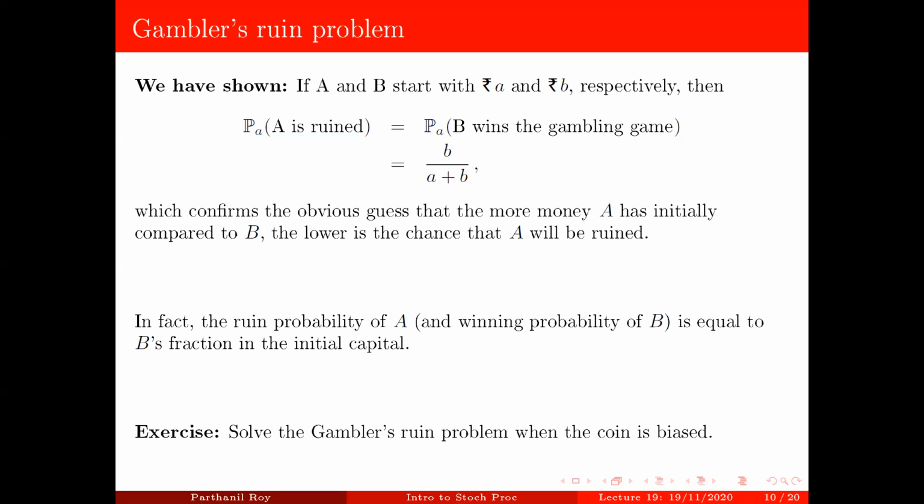Now, this is the solution of the gambler's ruin problem when the coin is unbiased. So far we have only shown you the unbiased coin case. However, the coin can be biased, which will introduce some bias in the game. In that case also, using star star, one can solve the gambler's ruin problem. And that's what I give you as an exercise. I would ask you to try it yourself.